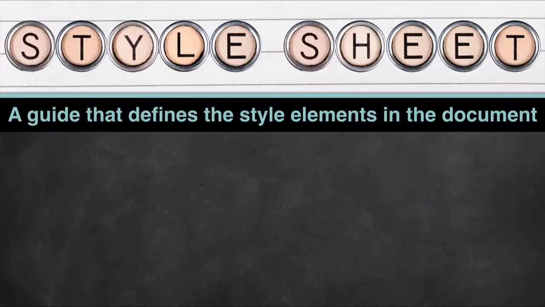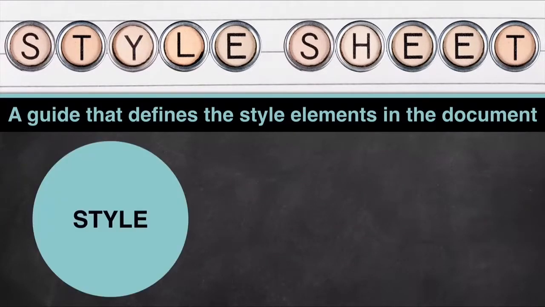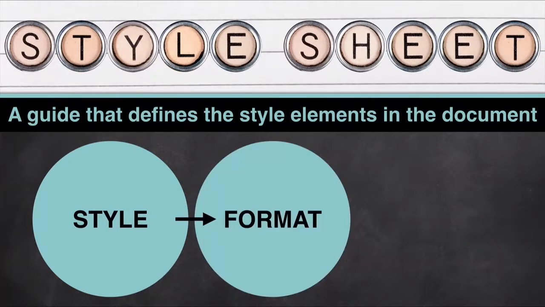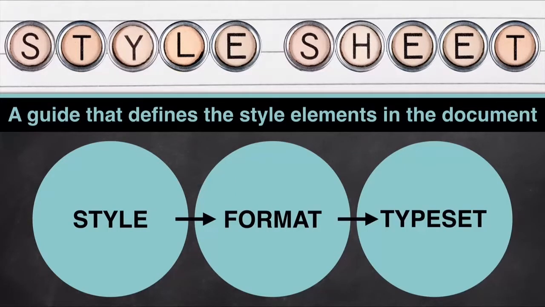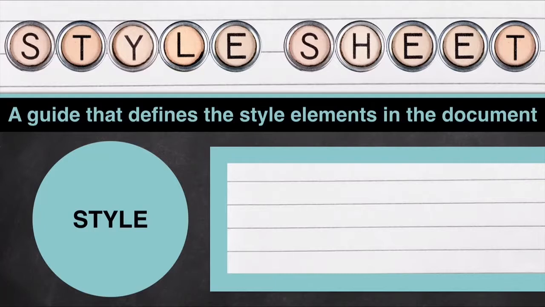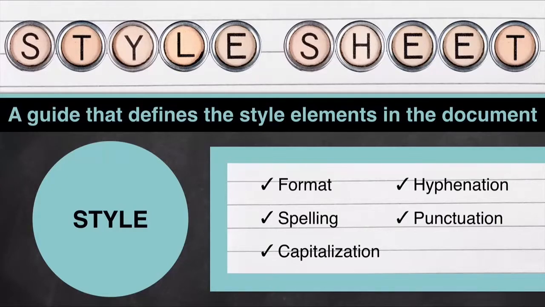A style sheet is usually broken up into 3 or more components. A basic style sheet would talk about style considerations, formatting considerations, and typeset considerations. Style, formatting, and typeset. Depending on the type of document, any or all of these might be necessary. When we're talking about style considerations, we're talking about things like spelling and capitalization, hyphenation, punctuation, abbreviations. All of these are style considerations.